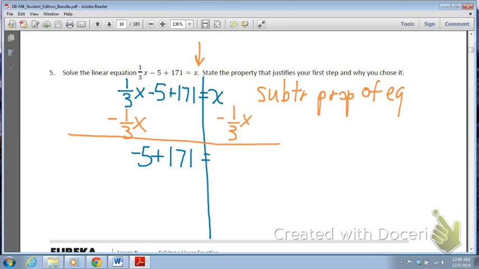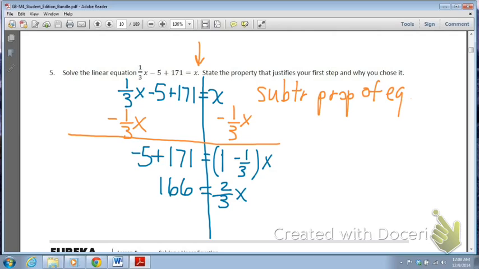And on the other side of our equation, we have 1x minus 1/3 x. So it's 1 minus 1/3 times x. So this is going to be 2/3 x on the right side. And on the left side, we're going to have 166. 166 is equal to 2/3 x.